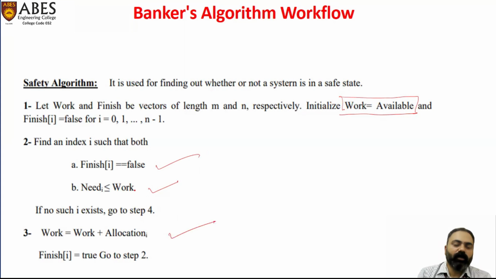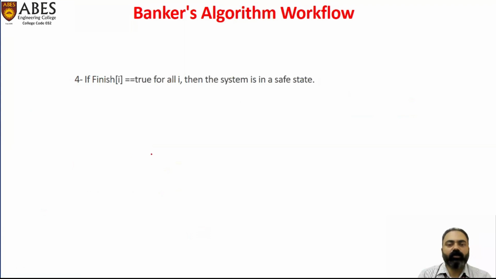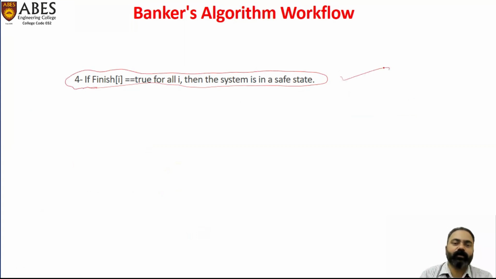When will this happen? We will execute the process, and after executing it will terminate, and after terminating it will return whatever allocation it had. When it returns, availability will be availability plus allocation of that process Pi. In the second step, if no such i exists, then go to step 4. What is step 4? It means all the processes have Finish[i] equals true for all i, then the system is in a safe state. All the processes are checked and the system is in a safe state.